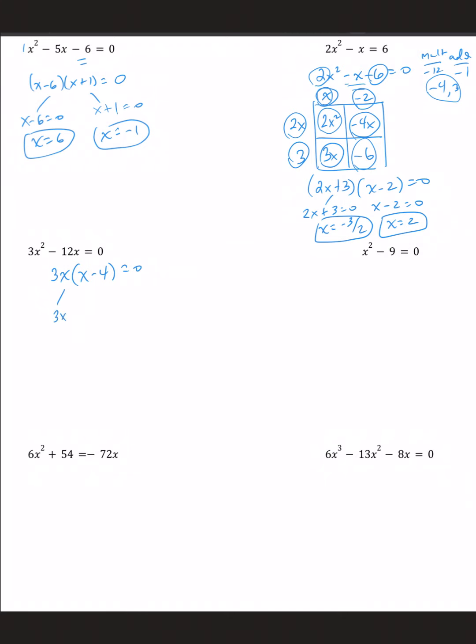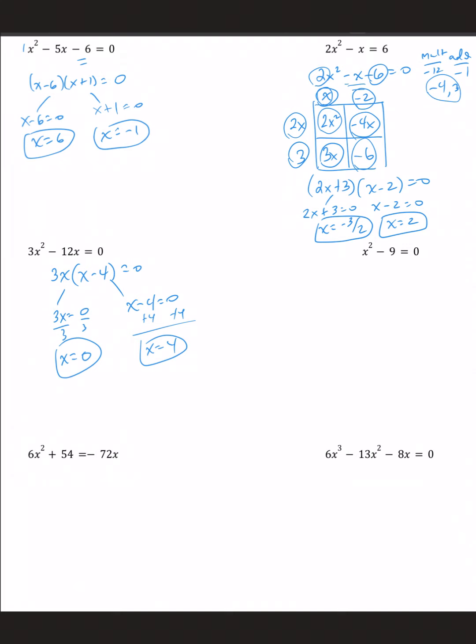So 3x would equal 0, and x minus 4 would equal 0. So when I solve for x in the first equation, I divide both sides by 3, and 0 divided by 3 is 0. And in this equation, I would add 4 to both sides, and x would equal 4.